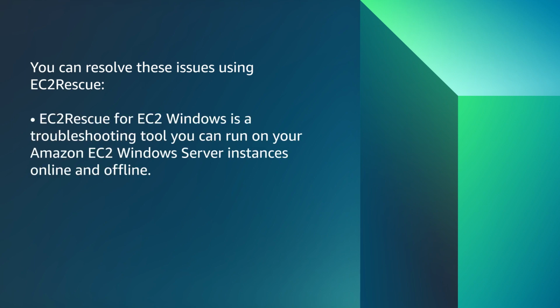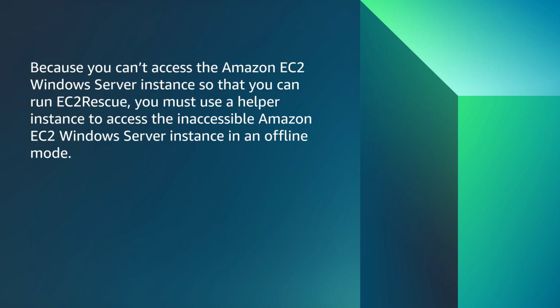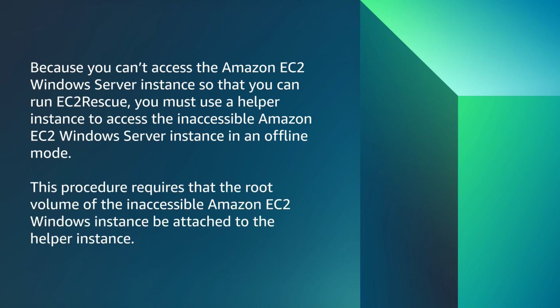EC2Rescue for EC2 Windows is a troubleshooting tool you can run on your Amazon EC2 Windows server instances online and offline. You can use the tool to troubleshoot OS level issues or to gather advanced logs and configuration files for further analysis. Because you can't access the Amazon EC2 Windows server instance so that you can run EC2Rescue, you must use a helper instance to access the inaccessible Amazon EC2 Windows server instance in an offline mode. This procedure requires that the root volume of the inaccessible Amazon EC2 Windows instance be attached to the helper instance.